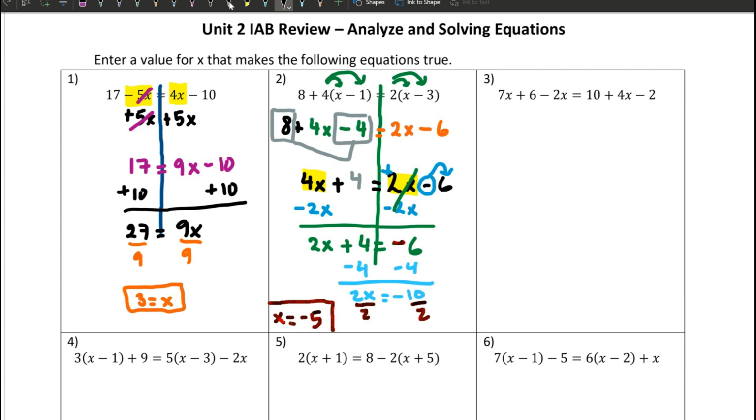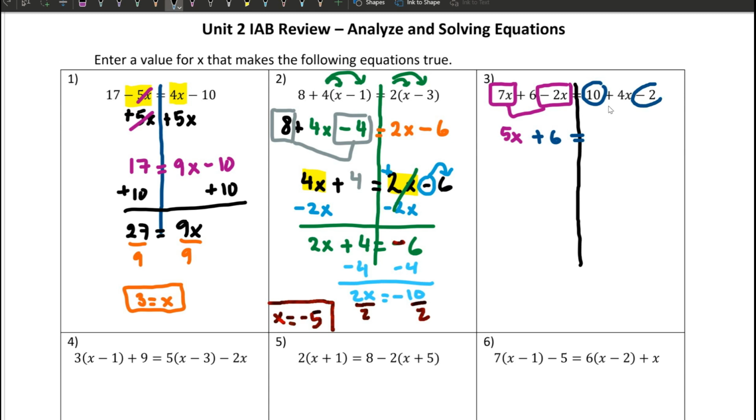Okay, number 3. We have the variable on both sides, but we should combine like terms first to make the problem look simpler before you move the variables. We see that 7x minus 2x can combine. That gives you 5x. Then we bring down the plus 6, equal to, we can see 10 minus 2, which are like terms. 10 minus 2 is positive 8, and bring down the 4x.